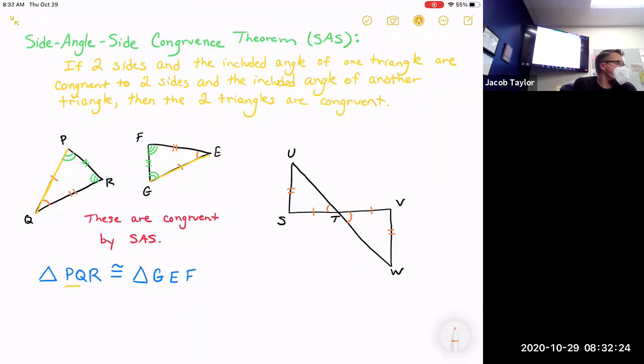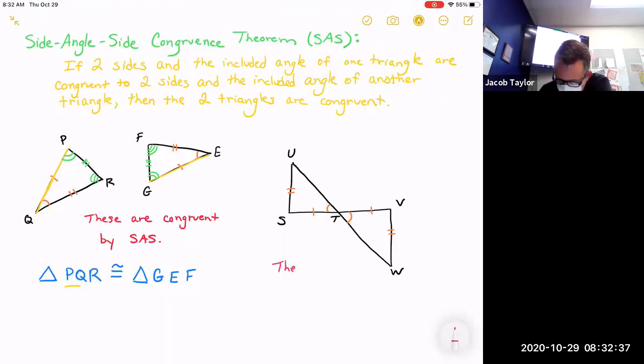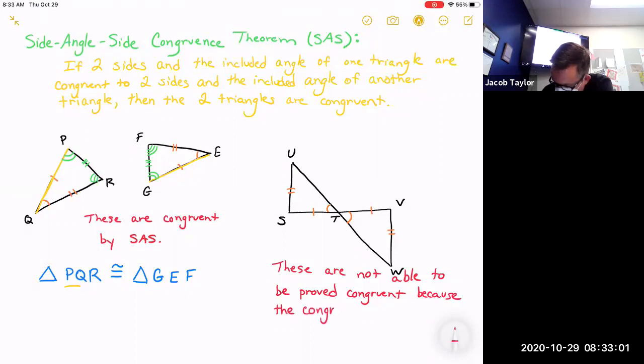But my question is, can I prove that these two triangles are congruent? Why not? I see. Very good. The congruent angle is not the included angle. So these are not, I'm not going to say they're not congruent. I'm just going to say they're not able to be proved congruent. They might be congruent. I just can't prove it. These are not able to be proved congruent because the congruent angle is not the included angle.